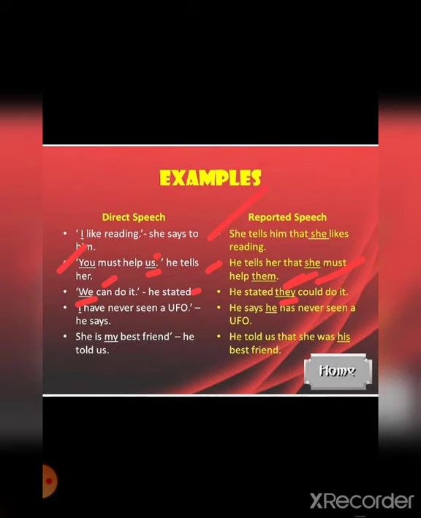I have never seen a UFO. So "have" will turn into "has". Why? Because outside it is given present tense. The reporting verb is in present tense. So that is why no tense will change inside it. So he says that he has never seen a UFO. Okay. That.